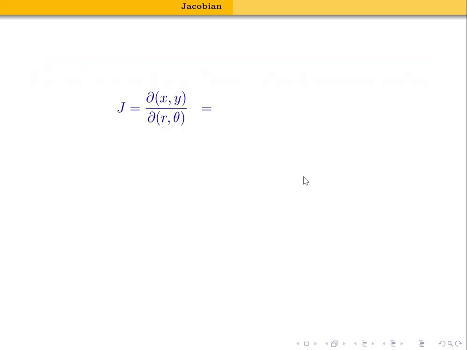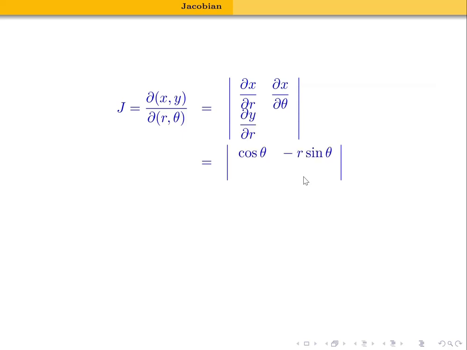Now the Jacobian ∂(x,y)/∂(r,θ) is equal to the determinant of ∂x/∂r, ∂x/∂θ, ∂y/∂r, ∂y/∂θ. So ∂x/∂r is nothing but cos θ, ∂x/∂θ is −r sin θ, ∂y/∂r is sin θ, and ∂y/∂θ is r cos θ. Now you take the determinant.